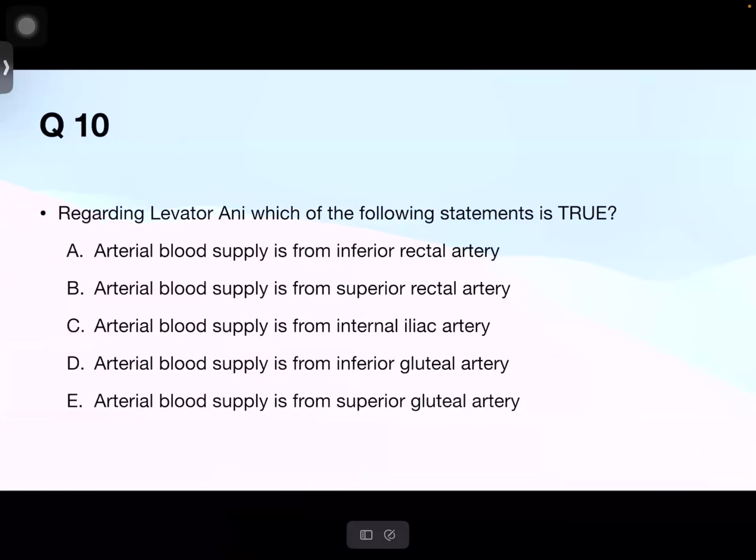Okay, so the next question is regarding levator ani. Which of the following statements is true? Arterial blood supply is from the inferior rectal artery, the superior rectal artery, the internal iliac artery, or the inferior gluteal artery? Inferior gluteal, it's option D. Yes, inferior gluteal artery.